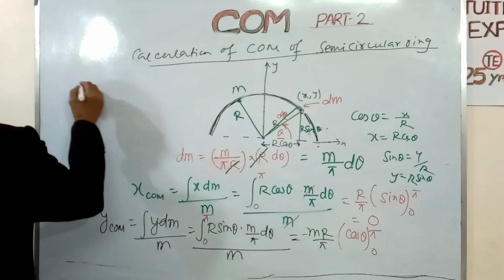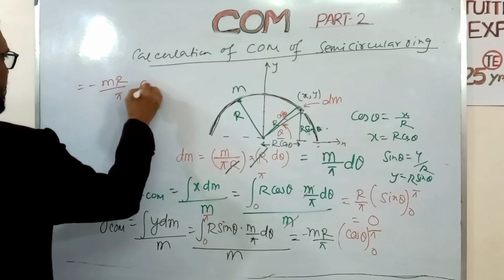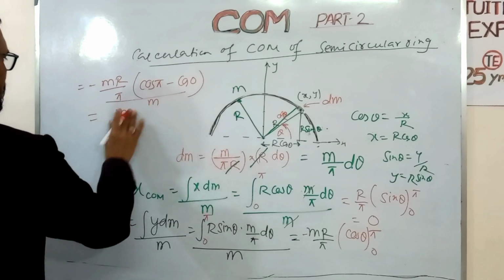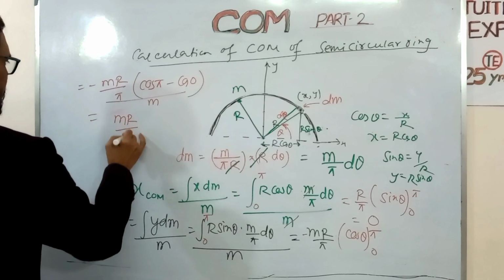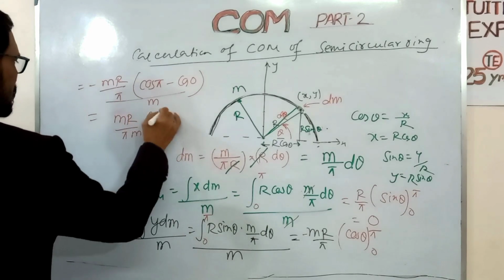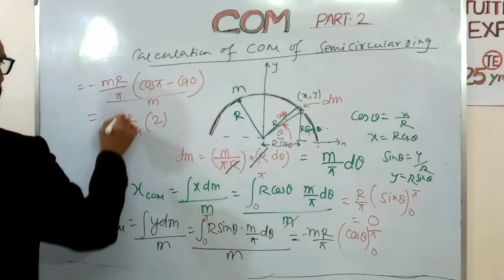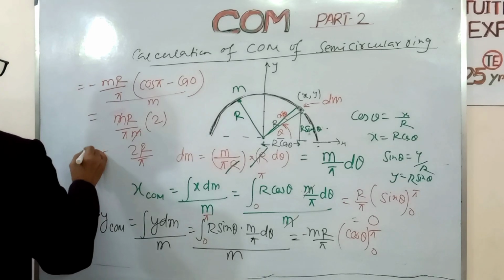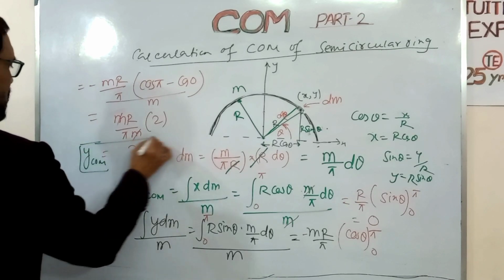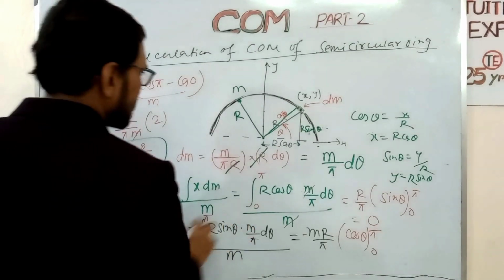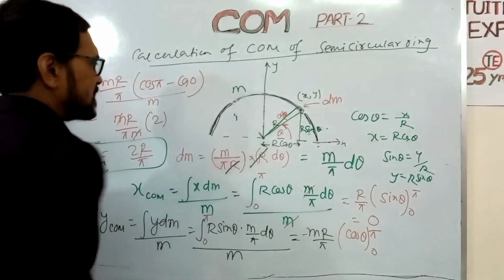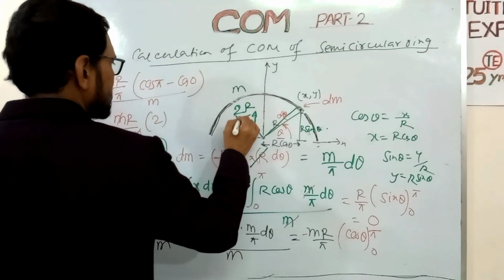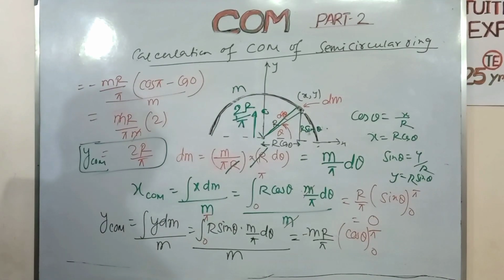So the value is minus mr by pi, cos pi minus cos 0, divided by m, which is equal to mr by pi, cos pi is minus 1, so minus 1 minus 1 is minus 2, the minus signs cancel, that is 2r by pi. So the y coordinate is 2r by pi. The y coordinate of the center of mass for a semicircular ring is 2r by pi. So at a distance 2r by pi the center of mass is present. You can calculate it this way.